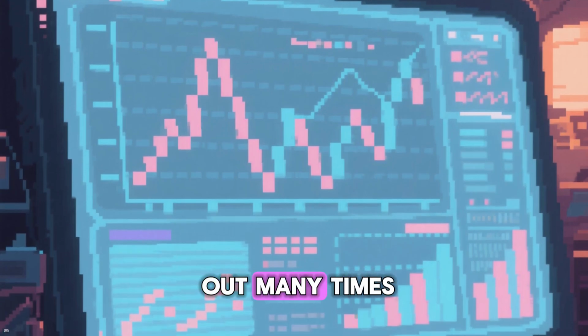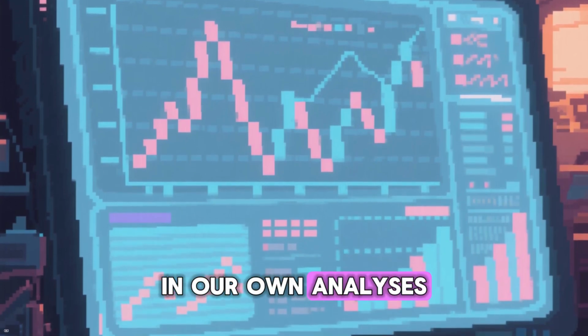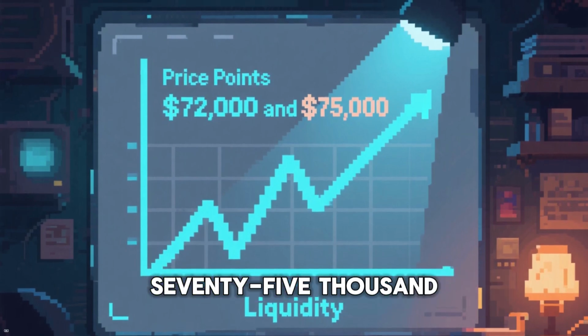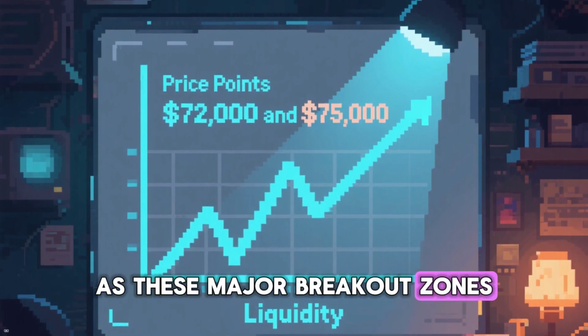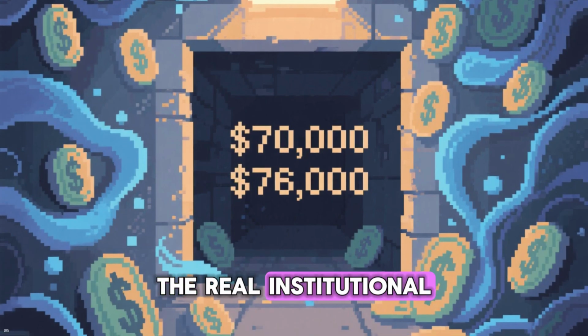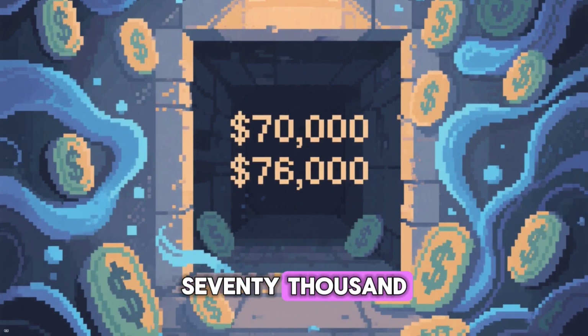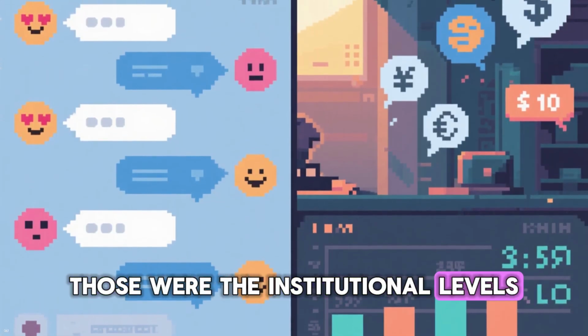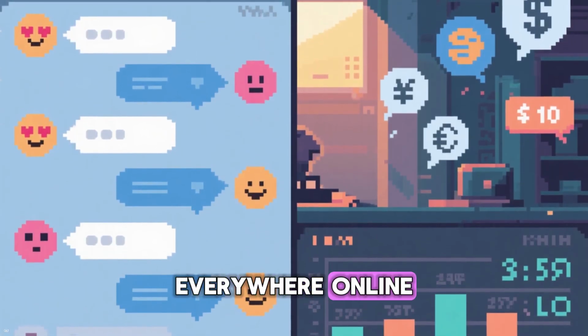We've seen this play out many times in our own analyses. With Bitcoin, for example, everyone was watching 72 and 75,000 as these major breakout zones. But the liquidity wasn't actually there. The real institutional interest was sitting below 70,000 and above 76,000. Those were the institutional levels, not the ones being discussed everywhere online.